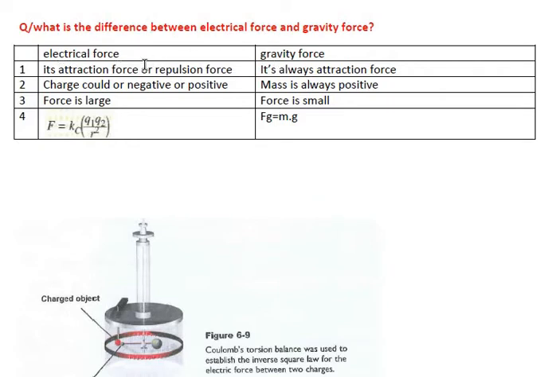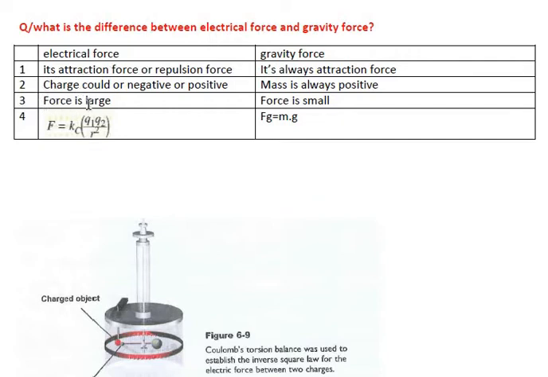electrical force and gravity force, first one says it is the attraction force or repulsion force. It could be two types for electrical charge, but here it's always attraction force for gravity. Second one, charge could be negative or positive. Here mass is always positive. We have the most important part, mass here; the most important part is charge here.